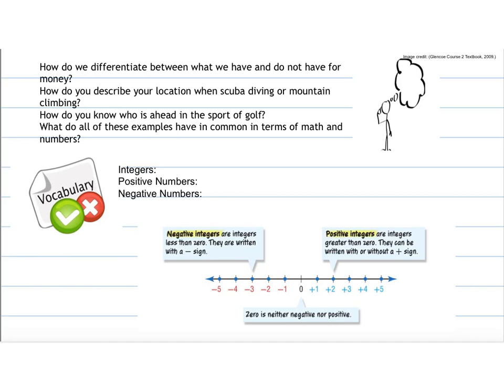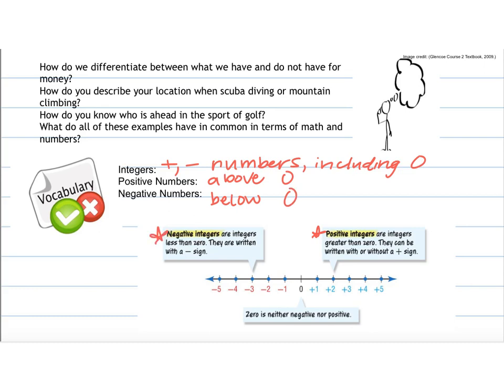And then we've got two vocab words here that we need to write down. Three numbers: integers, positive numbers, negative numbers. So integers are all of the positive and negative numbers, including 0. Positive numbers are anything above 0, and this goes along with positive integers that we should also write down. And then negative numbers are the numbers that are below 0.